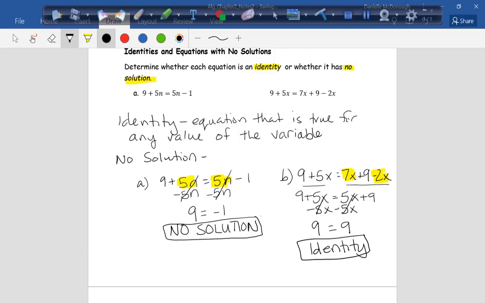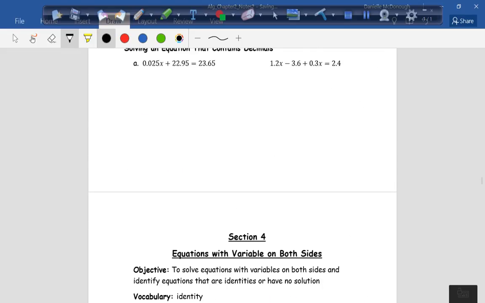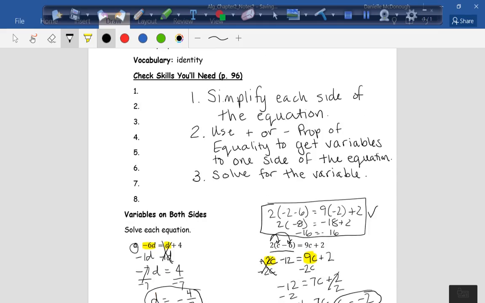Okay? So the big thing to remember is to simplify each side of the equation first by doing the distributive property and combining like terms. And then get your variables to one side, and then you want to solve for the variable, doing what we have been doing in the past.